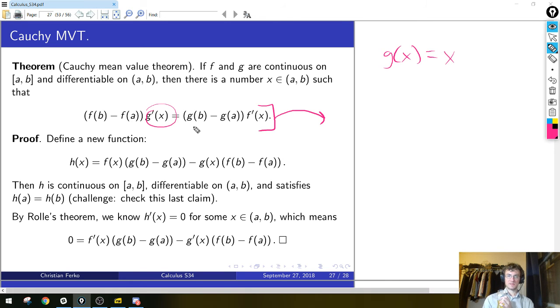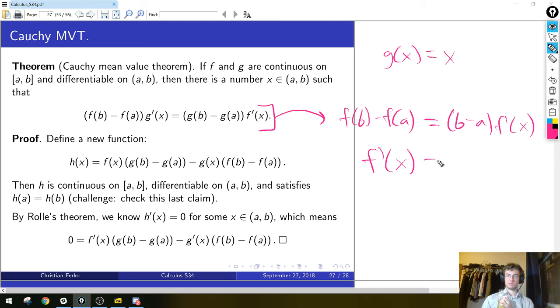On the left side, well, g prime is 1, right? Because the derivative of a line with slope 1 is simply 1. So the left side is f of b minus f of a. The right side, well, g of b is b, because g takes in a number and spits out the same number. So g of b is b, g of a is a, and f prime, well, that's still f prime. That means we can solve for f prime and find f prime of x equals f of b minus f of a over b minus a. And we shouldn't forget what the theorem is telling us. It's telling us there exists an x such that this is true.